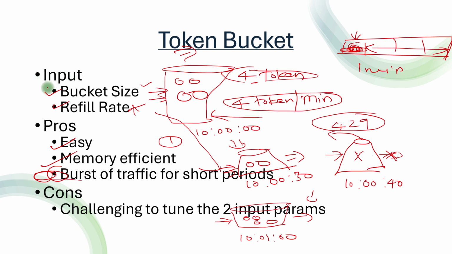Another thing is that there are only 2 input parameters. Certain times it will be very difficult to tune these parameters. Once one thing is configured, we have to keep making changes on it, so there will be config changes we have to keep making. So these are the cons of this one. But it is very easy to implement, very memory efficient, and will be perfectly fine for certain use cases. So that is all about the token bucket.